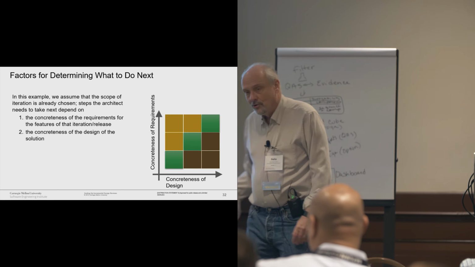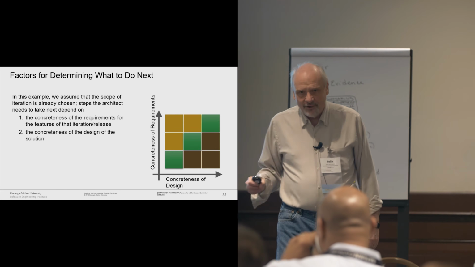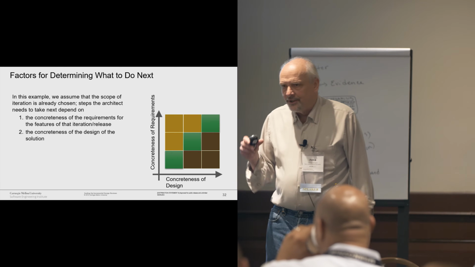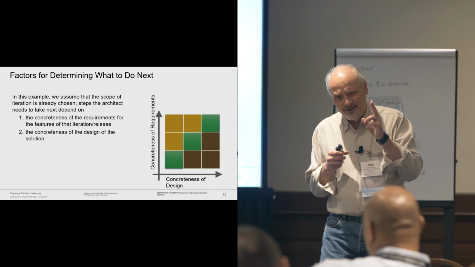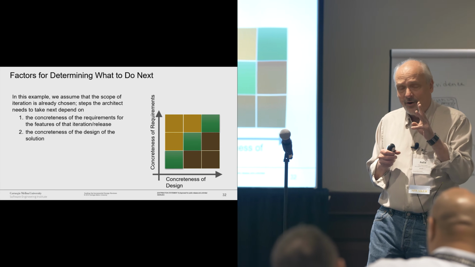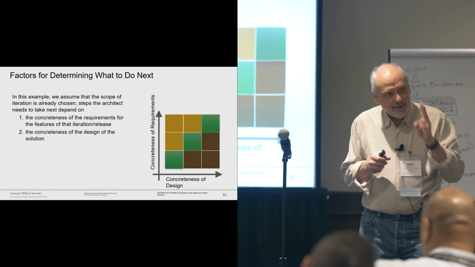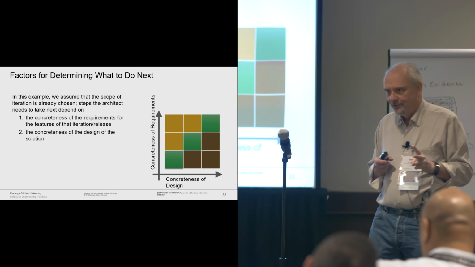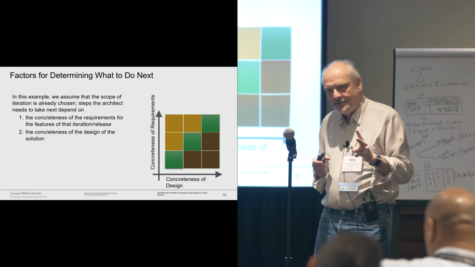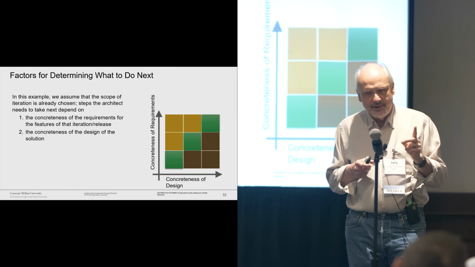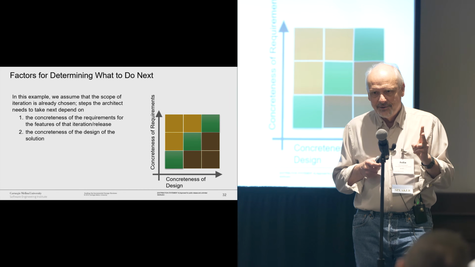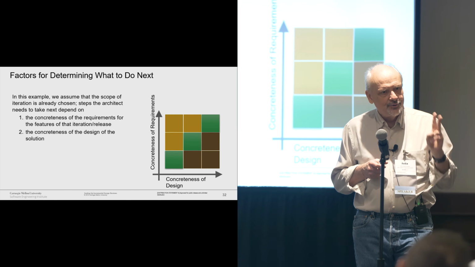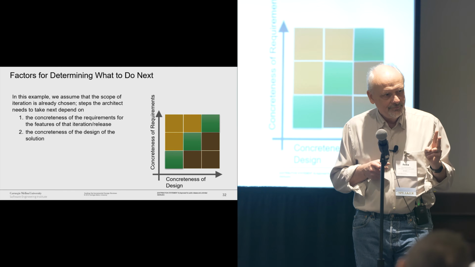So by looking at all the different things that we did, we found out that there are actually only two things. Actually, it's three things, but for now, let's focus on two things. Two things that really determine where the team is. And that is the concreteness of the requirements and the concreteness of the design. Really, that's all you need to determine, can you do a review or not?